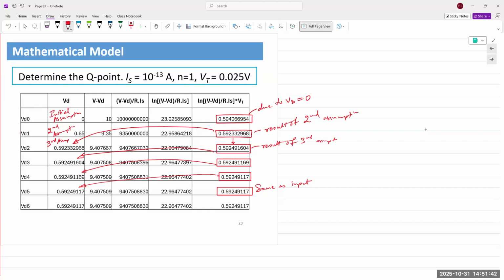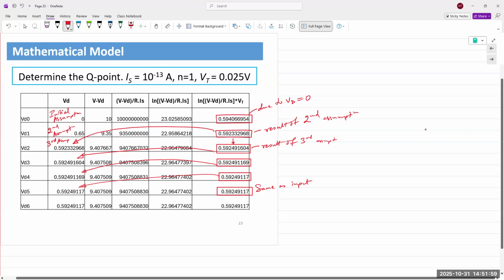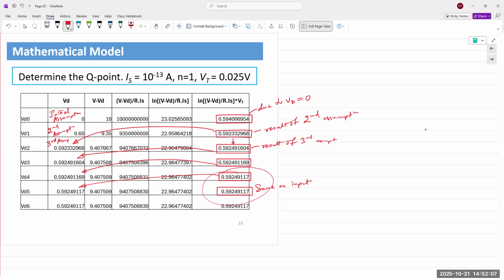I calculated and reiterated. Now it's matching up to, let's see, right here, 0.592491. 1, 2, 3, 4, 5, 6. It matches up to 6 decimal places, down to the microvolt. But I still kept going. And finally, you see here, 8 decimal places where the answer is the same as the input. And that's where I say I want to stop.